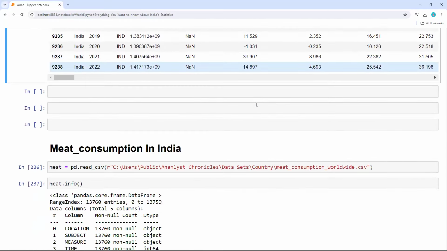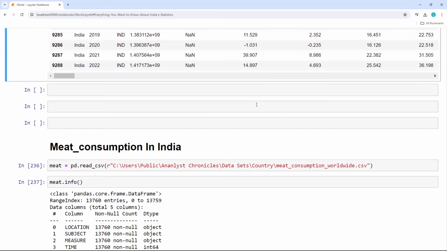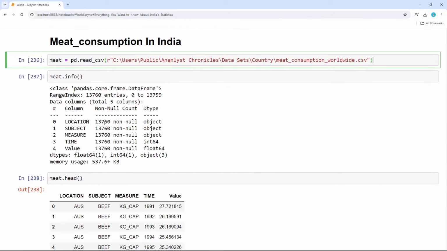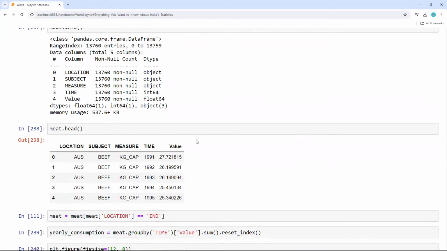The next thing is meat consumption in India, how the people are consuming meat. This is the data set I have. I took this data set from Kaggle, meat consumption. This is how the data set looks. I have a location column, which is the country, and a subject column, which is the type of meat. This is for the entire world, but I wanted to look at meat consumption by Indian people, so let me look at the data for India.